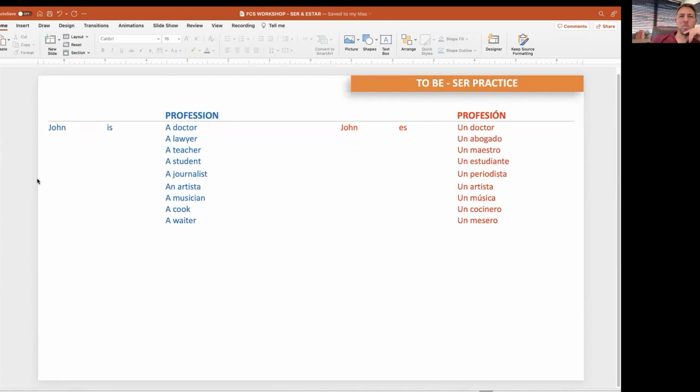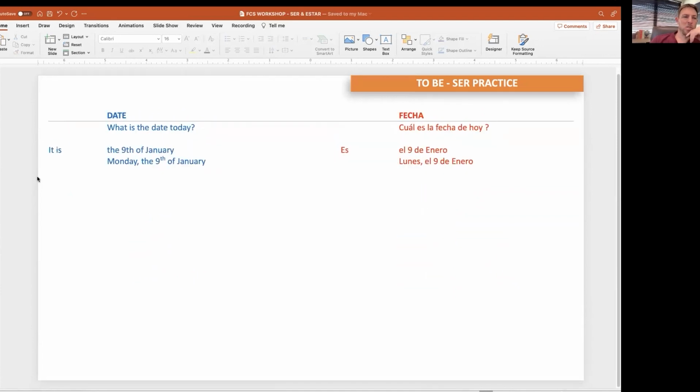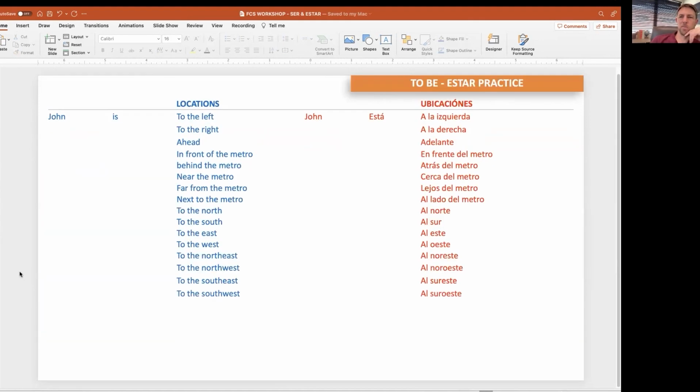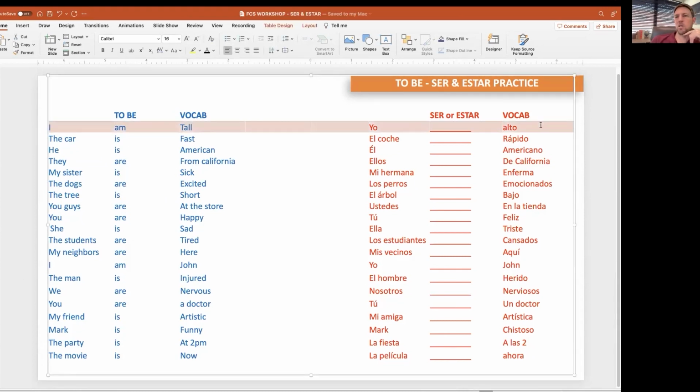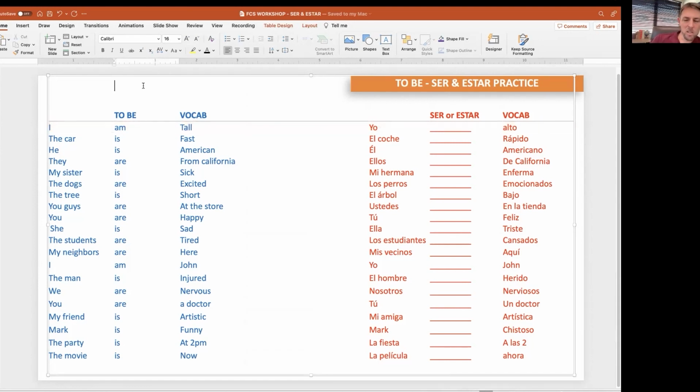Okay. So there's just more examples. I think I'm going to just do it. I want to get to a mix. Put a mix up. All right. Practicing. That's what I want. Okay. Is it ser or estar? Here we go. This is what I was looking for. All right. I am tall. I'll even give you a little cheat sheet.